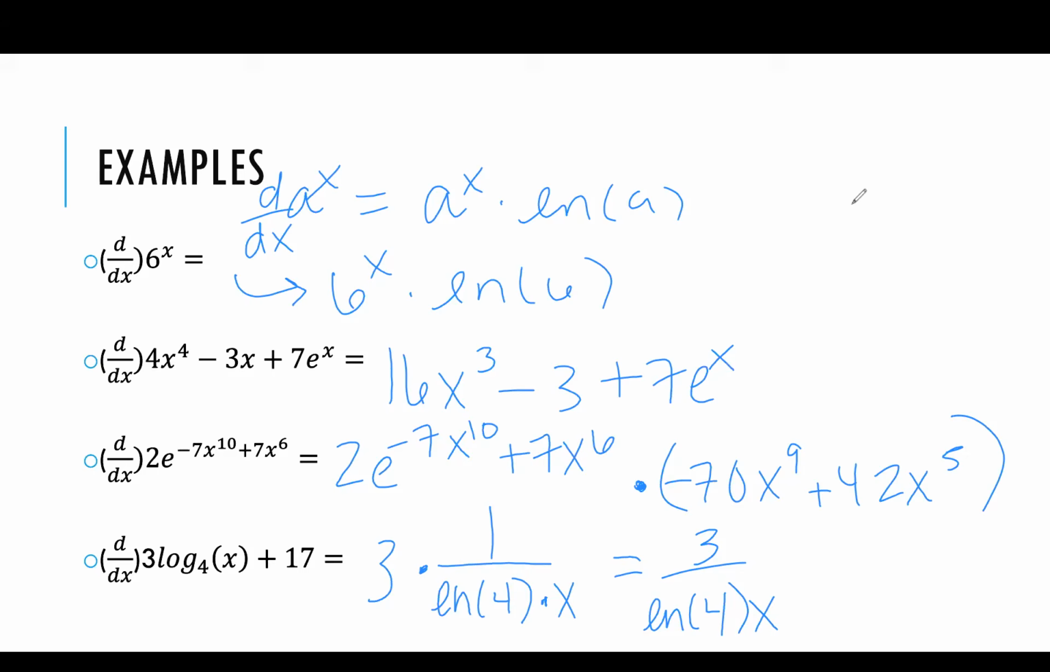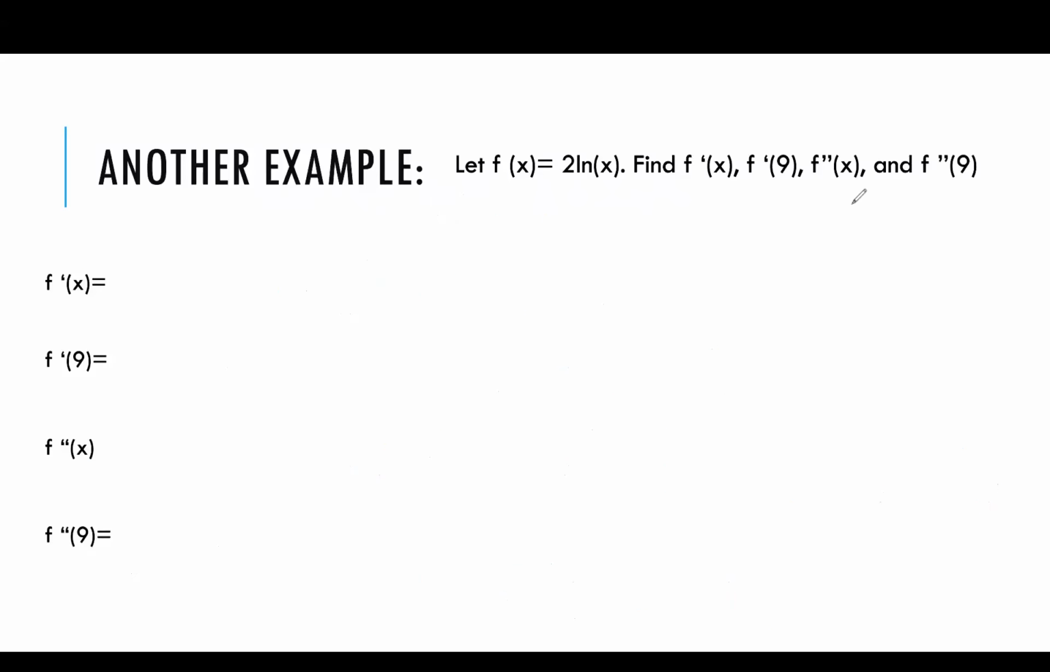So our function is equal to 2 ln x. We want to find the derivative, the derivative plugging in 9, the second derivative, and the second derivative with respect to 9. Okay, so first let's find our first derivative here. So if you remember, the derivative of ln x is 1 over x, and we have just that 2 that's being multiplied by that, right? So 2 times 1 over x, that's equal to 2 over x.